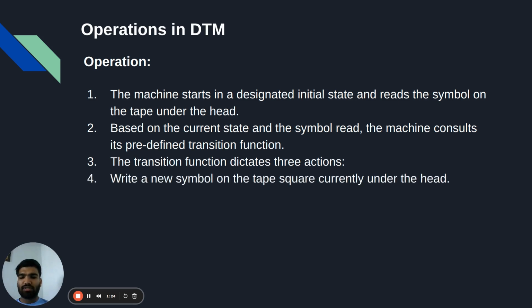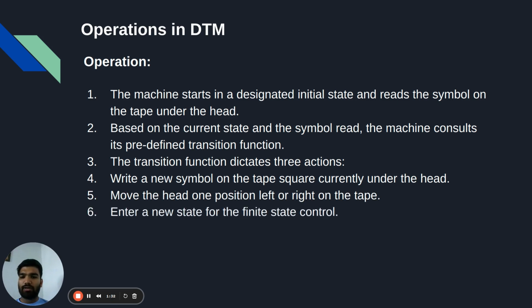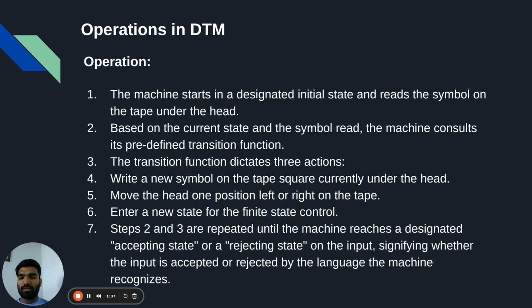First action is write a new symbol on the tape square currently under the head, then move the head one position left or right on the tape, and then enter a new state for the finite state control. And the fourth step: steps 2 and 3 are repeated until the machine reaches a designated accepting state or a rejecting state on the input, signifying whether the input is accepted or rejected by the language the machine recognizes.